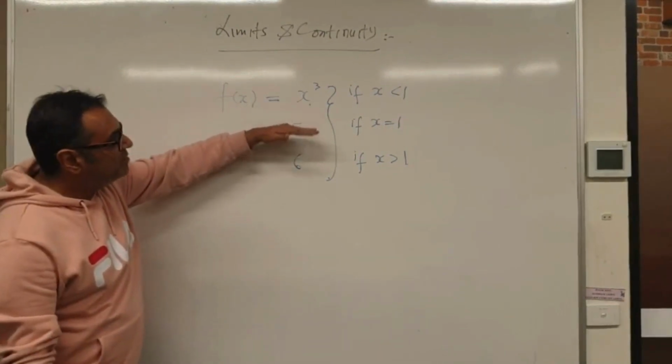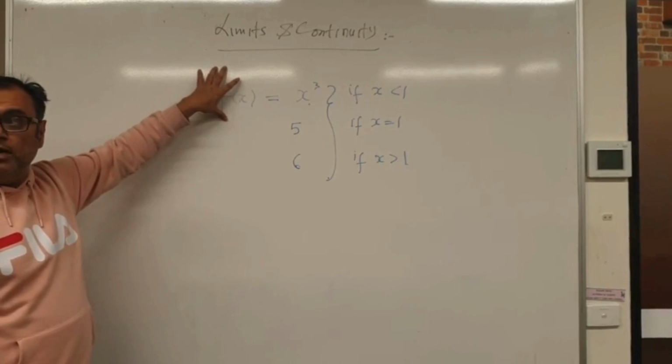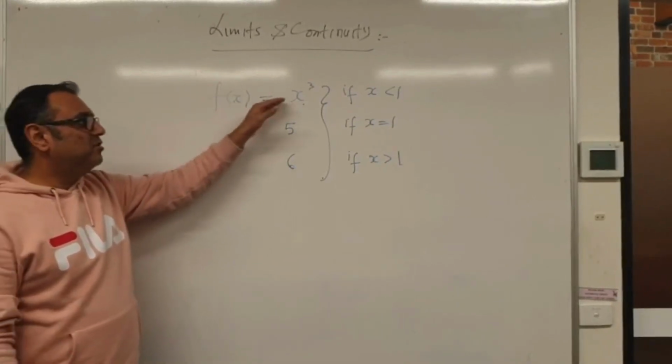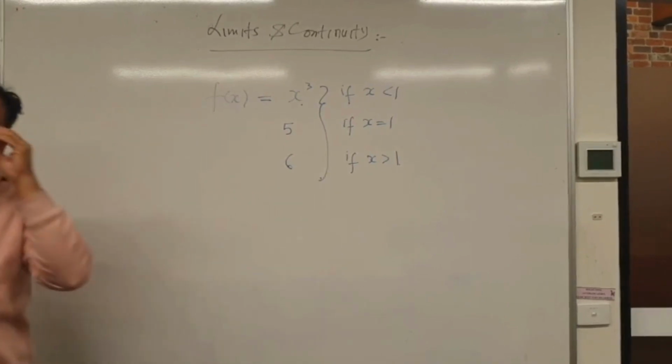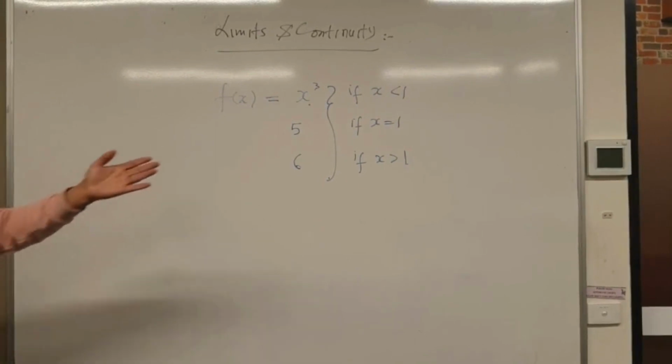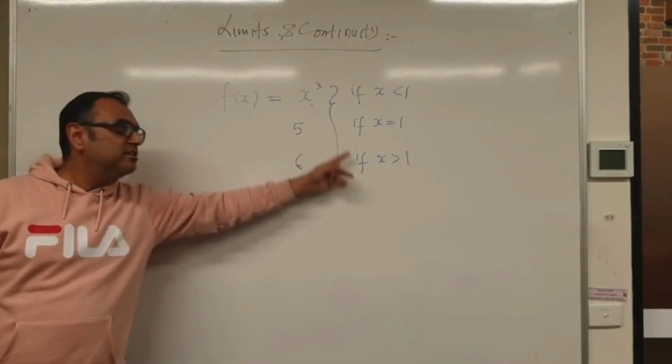Now, this kind of a function is called a piecewise function, right? It's called a piecewise function because it's got different pieces. Or you can call them hybrid functions because they take different values for different domains. These are different domains, right?